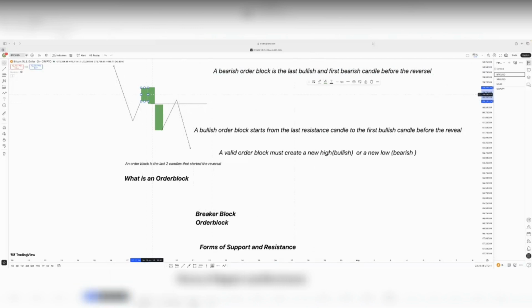So if I explain bullish, even if I don't explain bearish, you should understand bearish automatically. It's just the opposite, the highs. The two candles before the reversal are your order block. If that is the only thing you get from this class, you are good. I hope you are getting it.